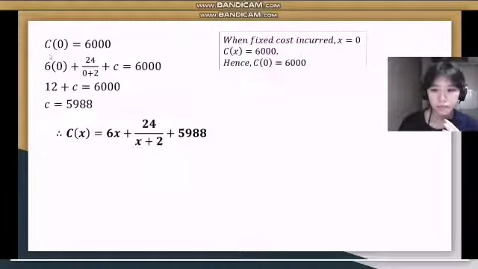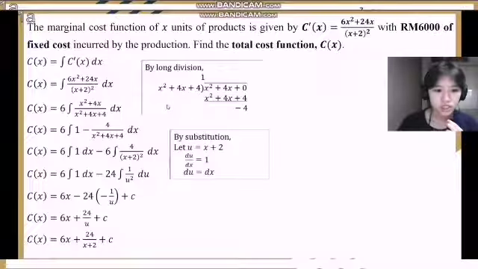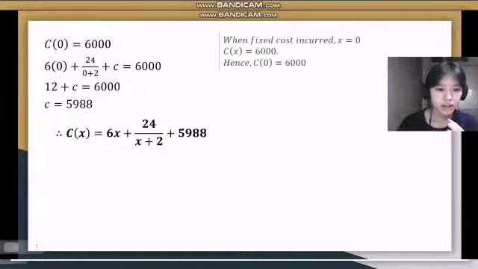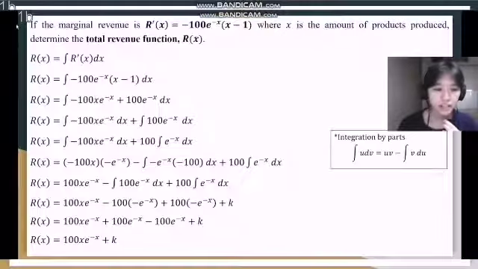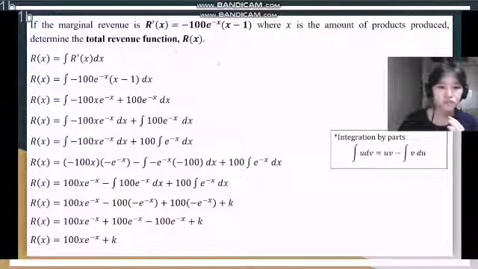So we substitute into the equation just now, starting with 0, and then we will get c equals 5,988. Lastly, the total cost function is 6x plus 24 over (x plus 2) plus 5,988. Okay, the next question, 1b, is about the revenue function.